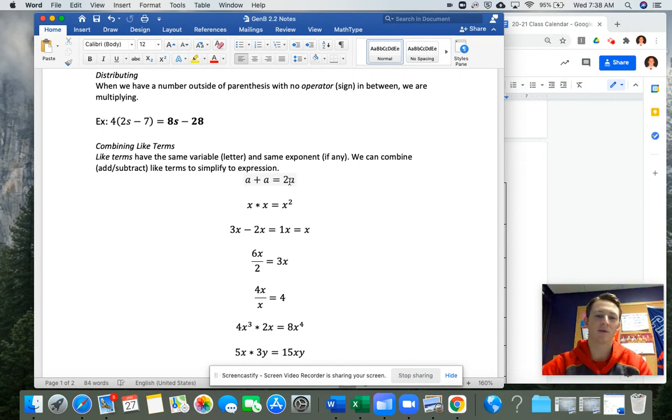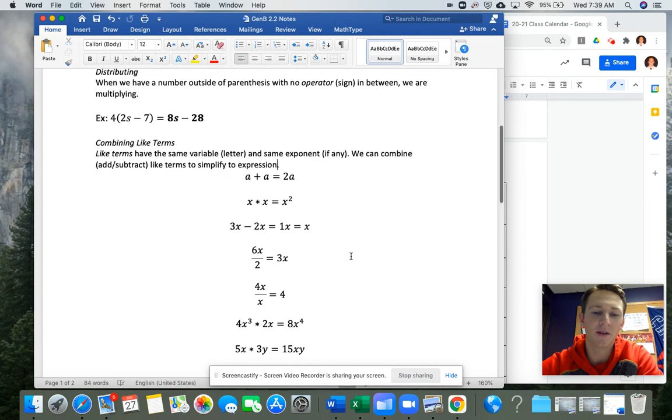We have 2 apples. Now when we multiply x times x, whenever you multiply something by itself, we just write an exponent. So x times x, there's 2 x's, so this is actually x squared. 3x minus 2x, 3 minus 2 is 1. And the x's just stay the same for addition and subtraction. So we have 1x, but we don't write that 1 in front, just like we saw up here and up here. So our answer is just x.